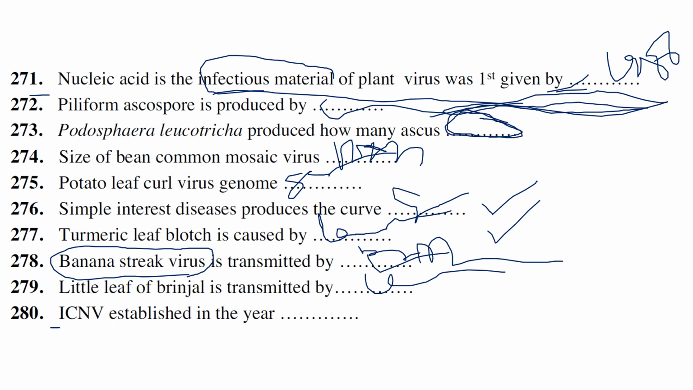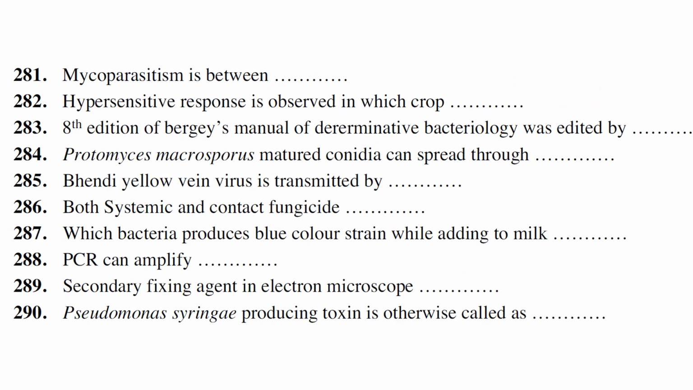ICNV, International Committee on Nomenclature of Virus, was established in the year 1966. That was renamed as ICTV, International Committee on Taxonomy of Viruses, in 1973. Mycoparasitism is between fungi and fungi, since myco means fungi. Hypersensitive response: observed in which crop? The hypersensitive response was first observed in tobacco.